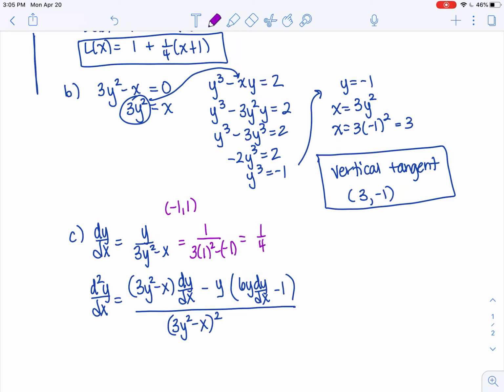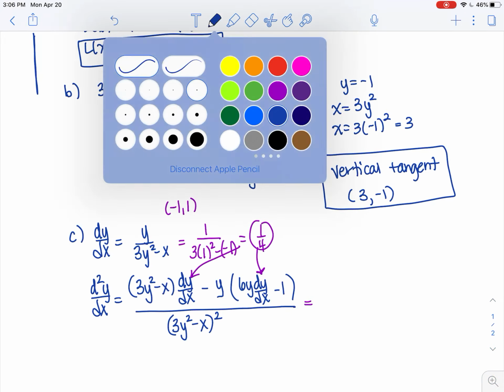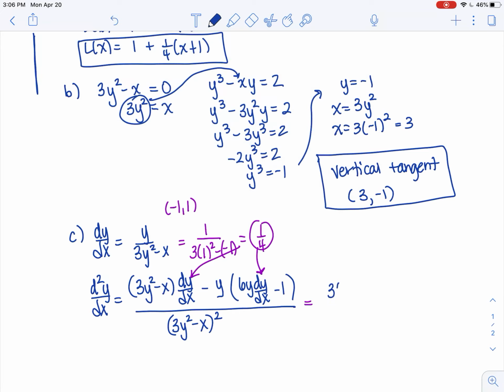Or 1/4. Oh, I probably shouldn't have done that again because you already just did that in part A. And now I'm going to plug in the other values that I have. This is going to go in place of any place that I have dy/dx.